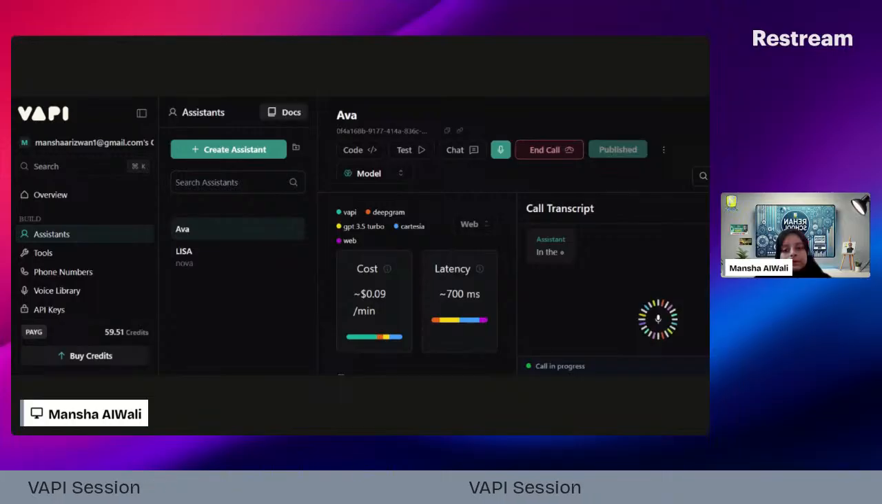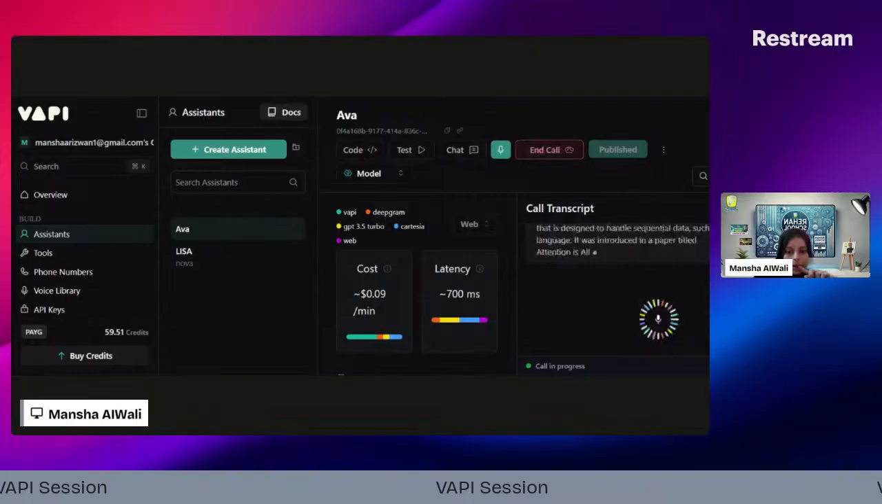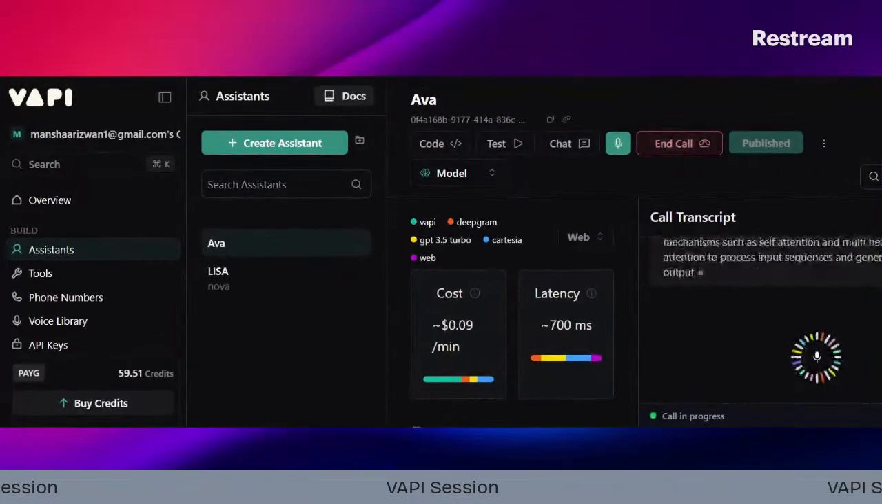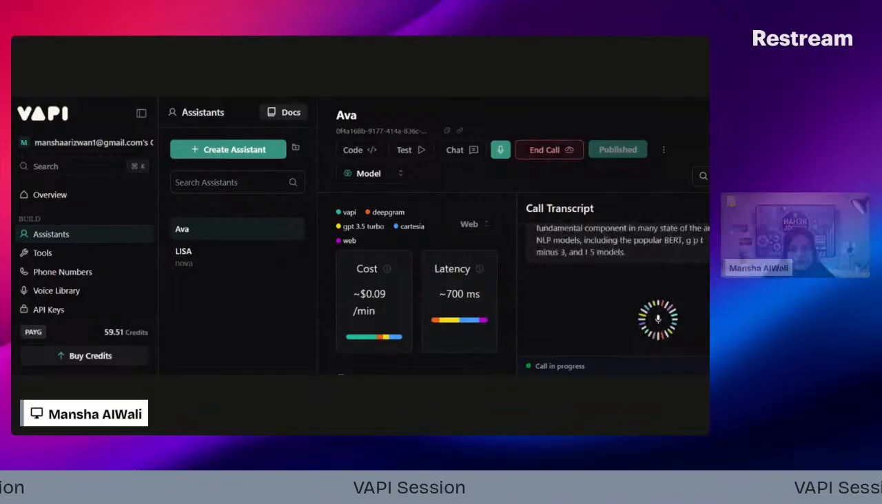In the context of natural language processing NLP, a transformer refers to a type of deep learning model that processes sequential data, such as language. It was introduced in a paper titled Attention Is All You Need by Vaswani et al. in 2017. Transformers have been widely adopted in NLP tasks due to their ability to effectively capture long-range dependencies in sequential data. They rely on mechanisms such as self-attention and multi-head attention to process input sequences and generate output sequences. Transformers have become a fundamental component in many state-of-the-art NLP models, like the popular BERT, GPT-3, and T5 models.